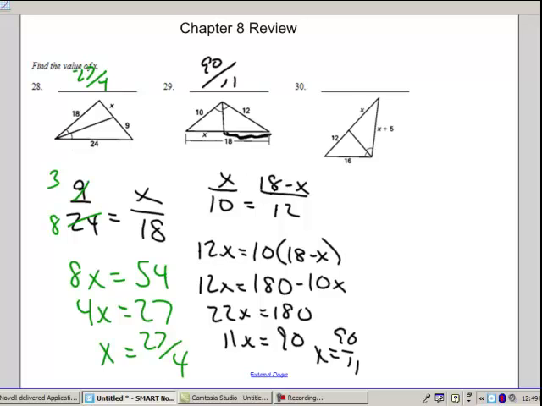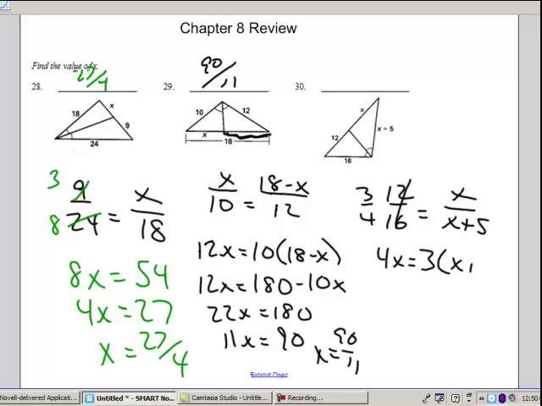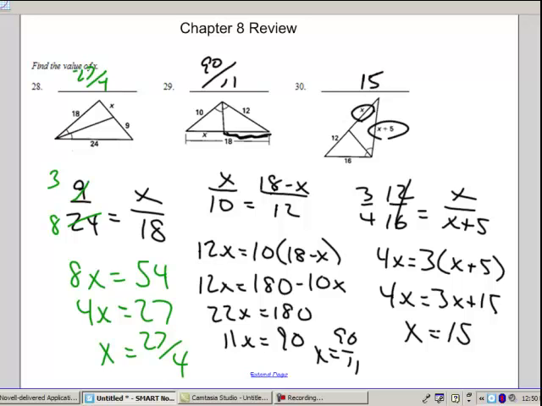And one more triangle angle bisector. Now I get 12 over 16 is equal to x over x plus 5. Please remember you can do a lot of different ways to set up these proportions. That's just the way it works for me. 12 over 16 is the same thing as 3 over 4. You don't have to do that first. It just makes it easier for me with the numbers. So I get 4x is equal to 3 times x plus 5. 4x is equal to 3x plus 15. Subtracting 3x from both sides, x is equal to 15. 12 over 16 is the same thing as 15 over 20.